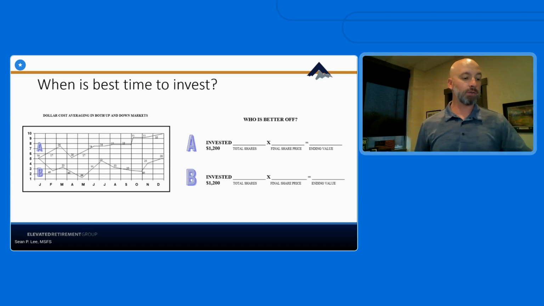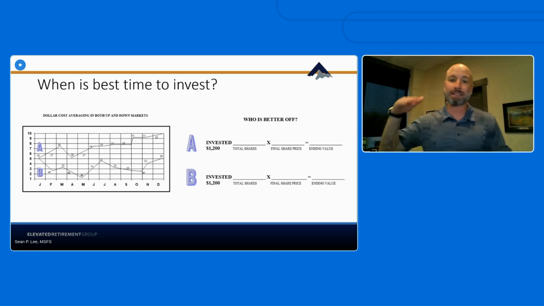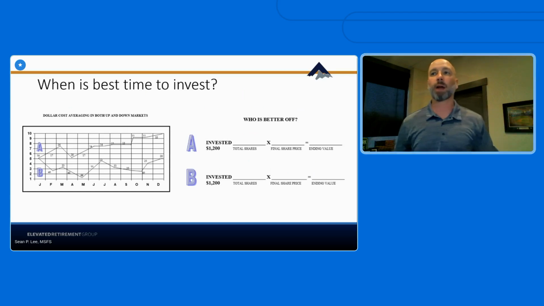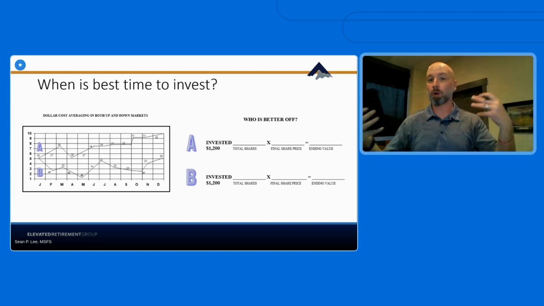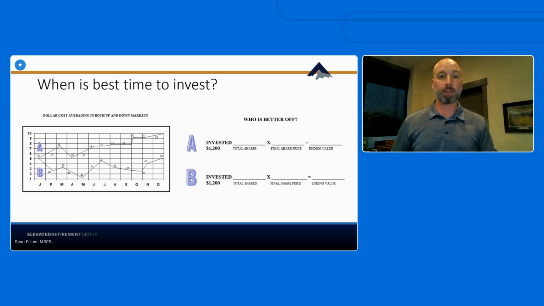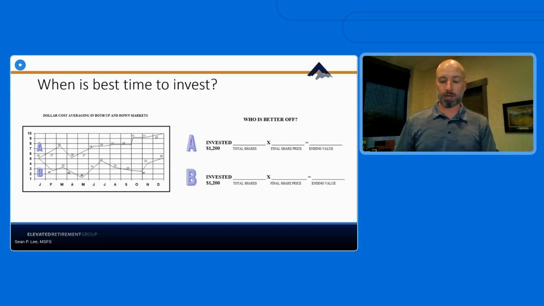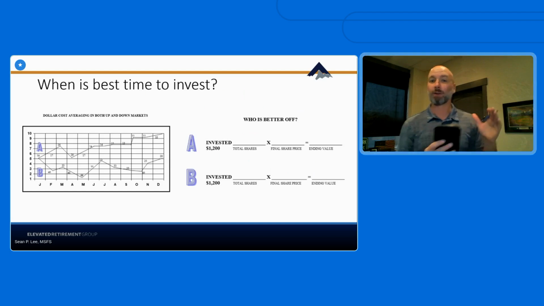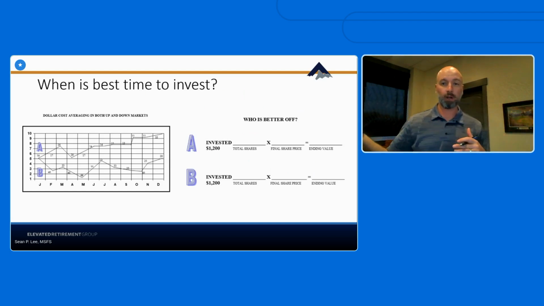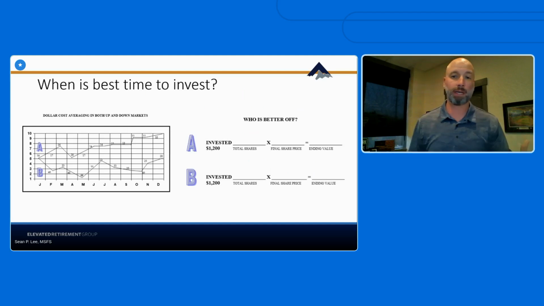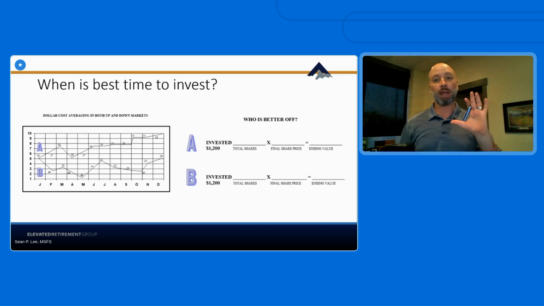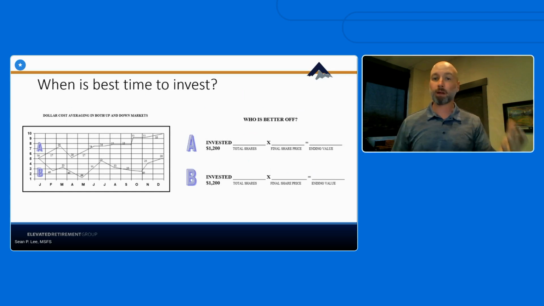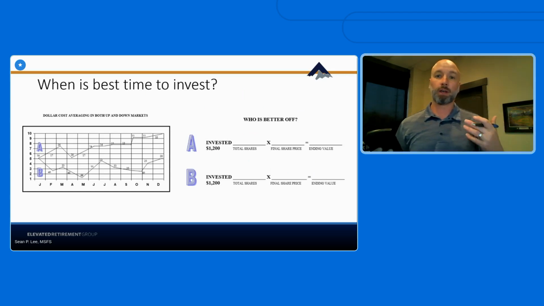Client B has 410 shares because as the stock market was correcting, they were able to go out and pick up more and more shares with the dollars that they were investing. So 410 shares times the ending price of $5 a share. Who do you think wins? The client who had 174 shares at $10 a share, or client B, who got 410 shares, when the ending price was $5 a share? Client B had $2,050 in their account at the end of the year.